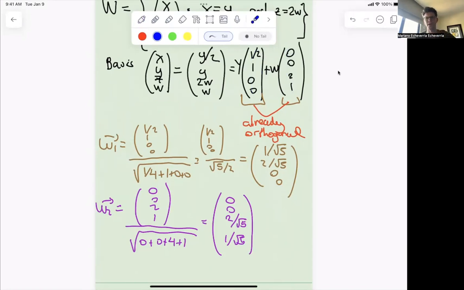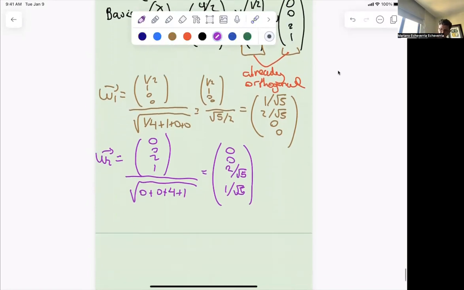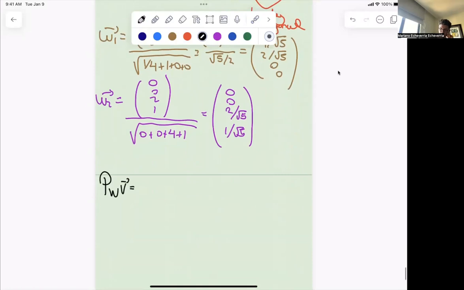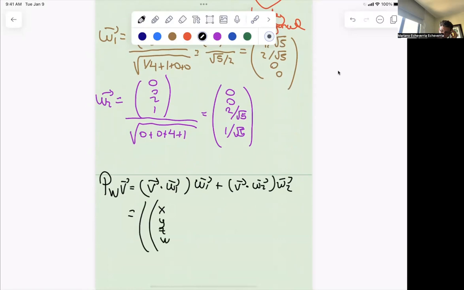Those are not that bad. It's also kind of similar to the previous problem. It's more or less unavoidable to have fractions somewhere because there are so many rescalings that you're doing. And then the projection matrix is V dot W1 times W1 plus V dot W2 times W2. But what is V? I don't know what V is, so you just call it x, y, z, w.